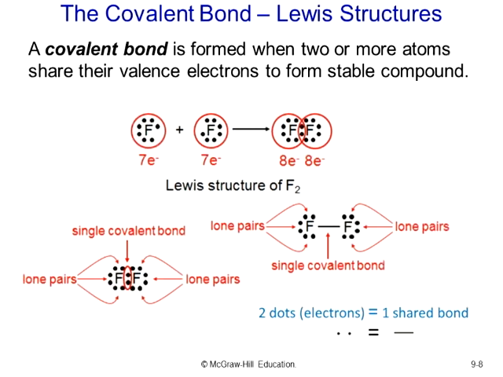Okay? All right. So what's a covalent bond? A covalent bond is formed when 2 or more atoms share their valence electrons to form a stable compound.